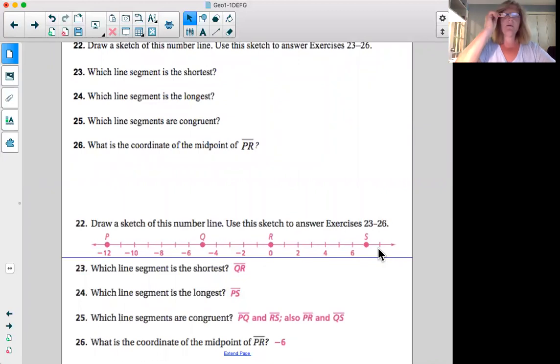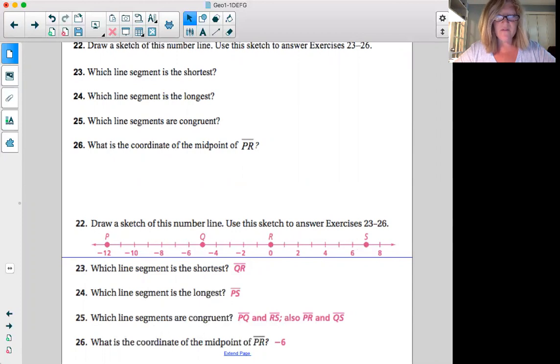So if you draw this number line and put the coordinate with the name of the point as the directions indicated, you can find the measurement of each of these segments, and you'll find out that QR is the shortest of the possible segments. Those are the 2 points that are closest together. The longest one are the points that are furthest away, or segment PS has the longest length. And then which line segments are congruent? Again, if you find the measurements of each segment, the ones that have equal measurements would be congruent.